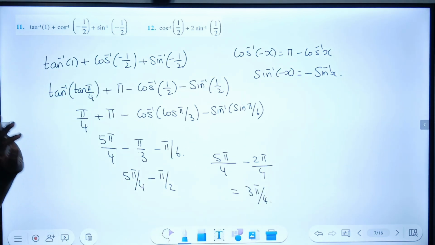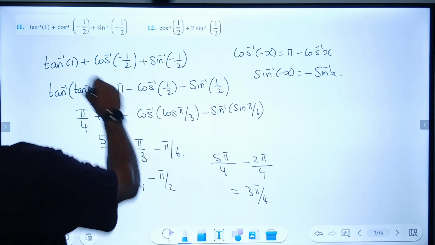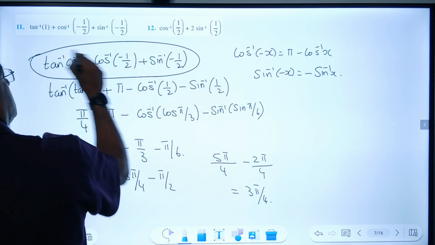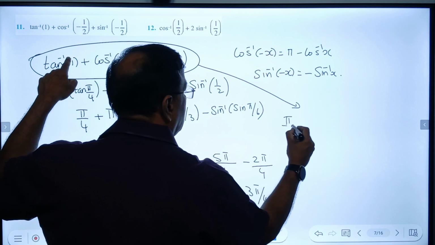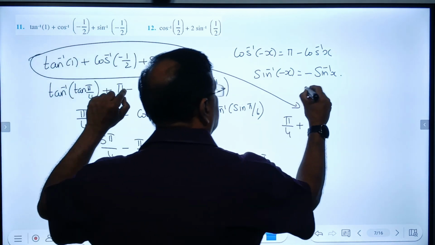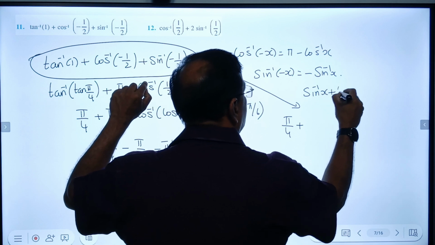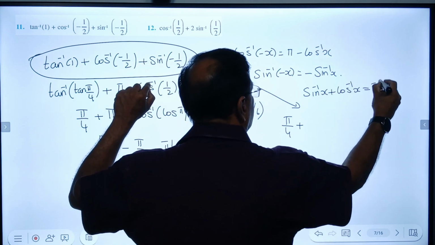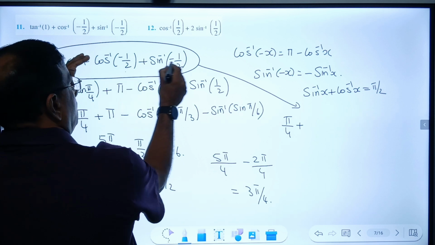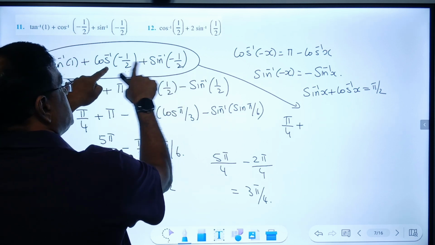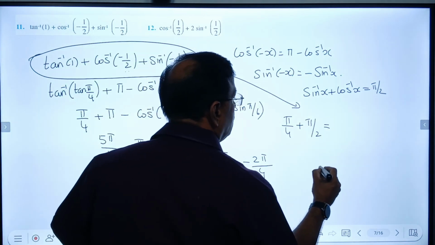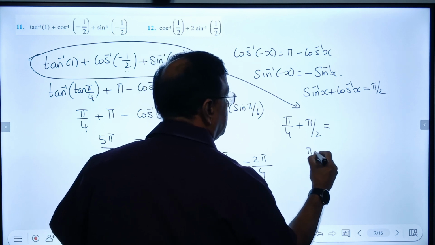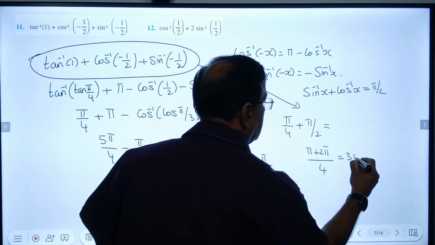Is that clear? But the easiest way that you can think of is look at this problem. This can also be done like this. Tan inverse of 1 is pi by 4, but you have a beautiful result that sine inverse of x plus cos inverse of x is pi by 2. So both the numbers are the same. Sine inverse of x plus cos inverse of x is pi by 2. So what's the answer? 4 is the LCM. Pi plus 2 pi, the answer is 3 pi by 4.